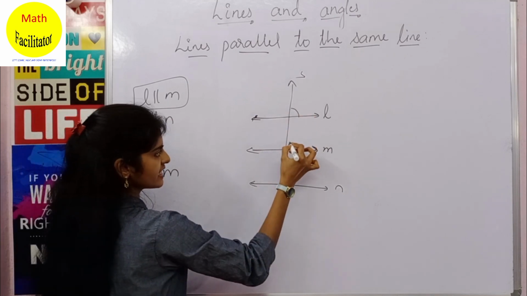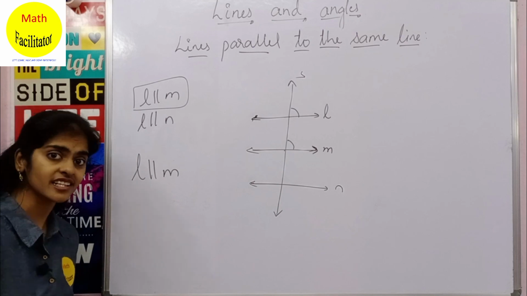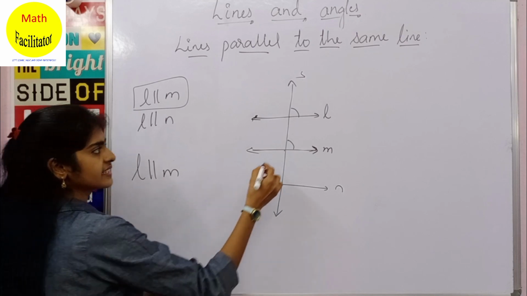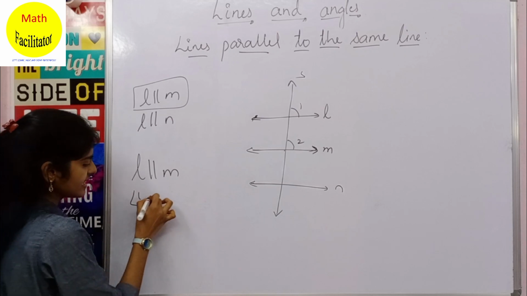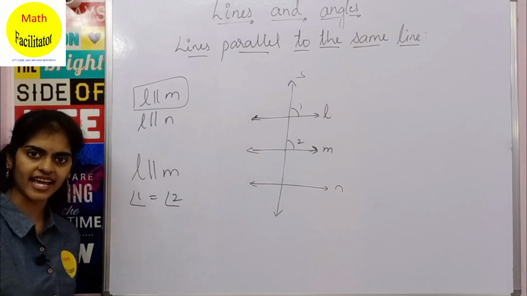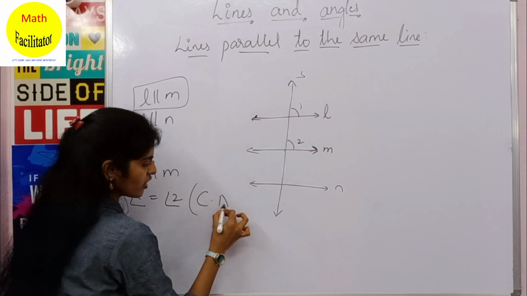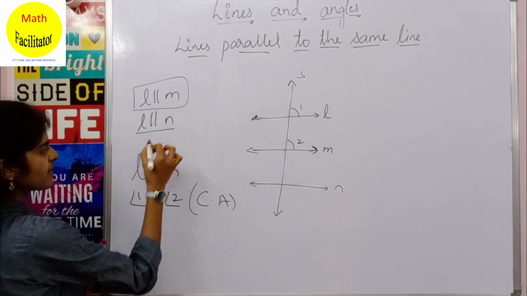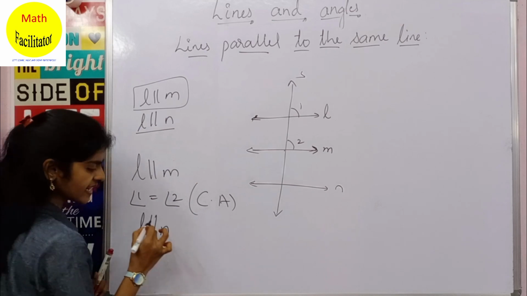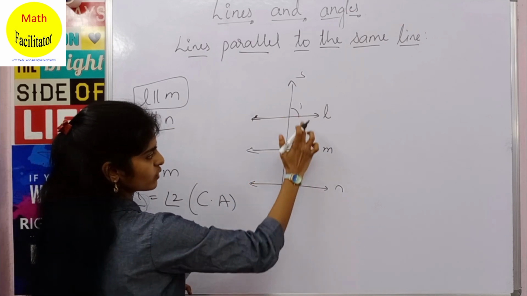Here you can see these two angles are what? They are corresponding angles, and we have learned that suppose this is angle 1, this is angle 2, corresponding angles are equal. So angle 1 is equal to angle 2 since they are corresponding angles. Now again you know that L is parallel to N, so that means these two lines are parallel.